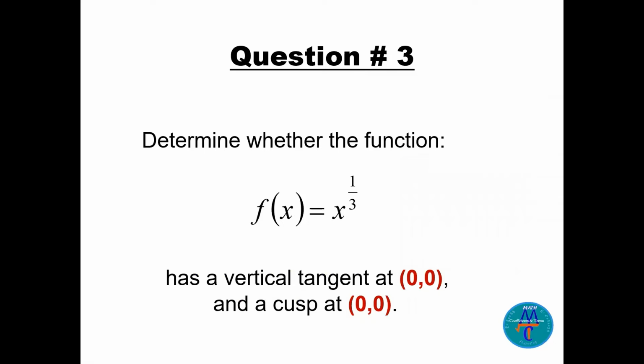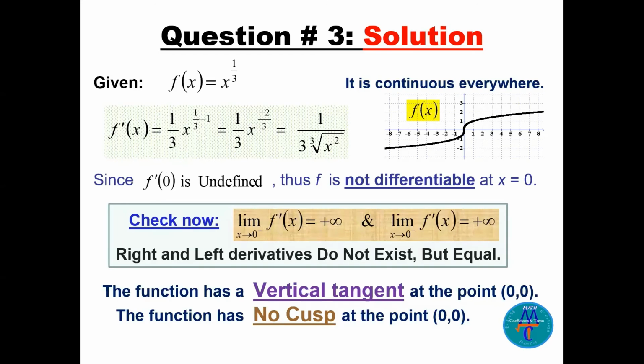Question number 3, same idea. Determine whether this function, x to the power 1 over 3, so this is the cube root of x, has a vertical tangent at 0, 0 and a cusp at 0, 0. Almost the same idea. Now the domain for this function is all real numbers. This is the cube root of x. You remember the graph. This is the graph. We have seen it in the algebra course.